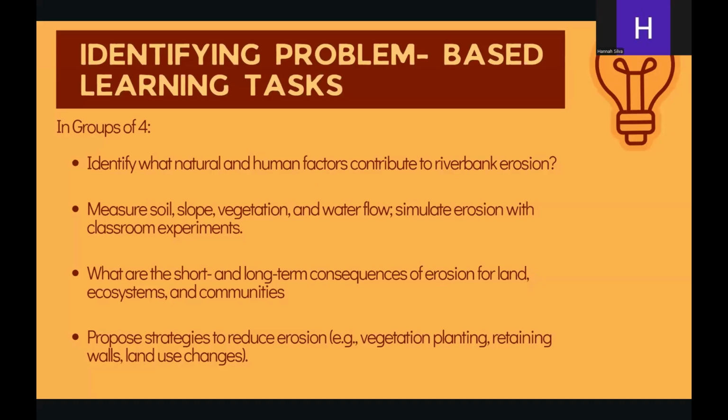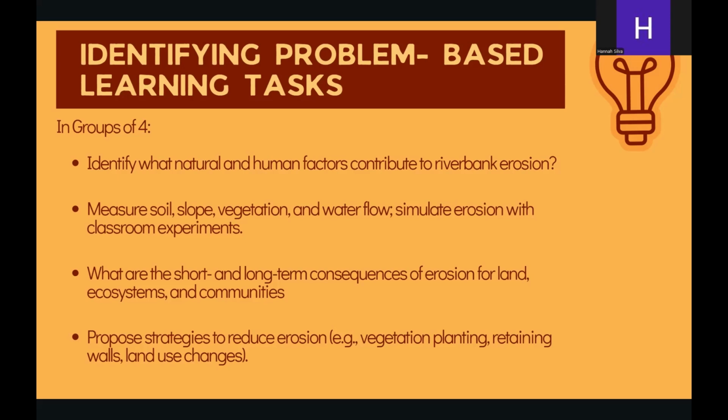So on this slide are the learning tasks that I would have assigned to the students if this was a real experiment. So in groups of 4, problem-based learning is very team-oriented, so I did put groups of 4. So I want the class to decide in the groups of 4, I want the class to identify what natural and human factors contribute to the erosion.